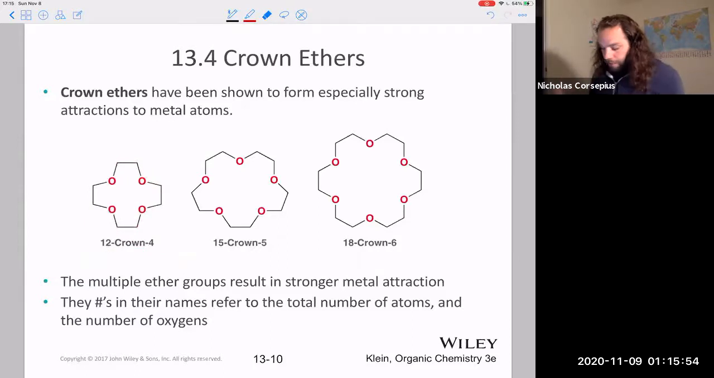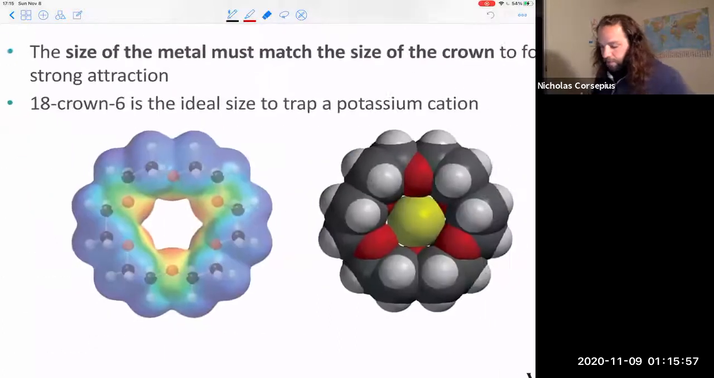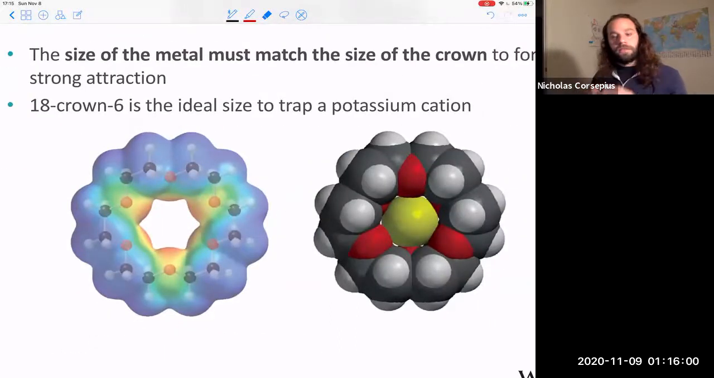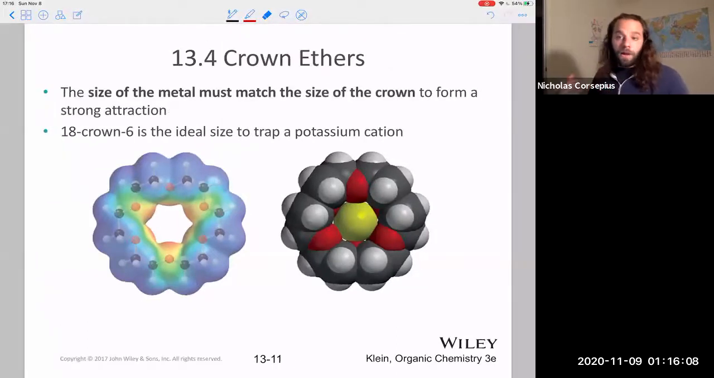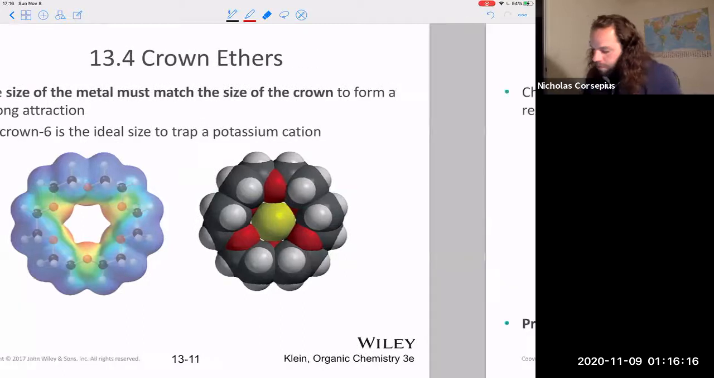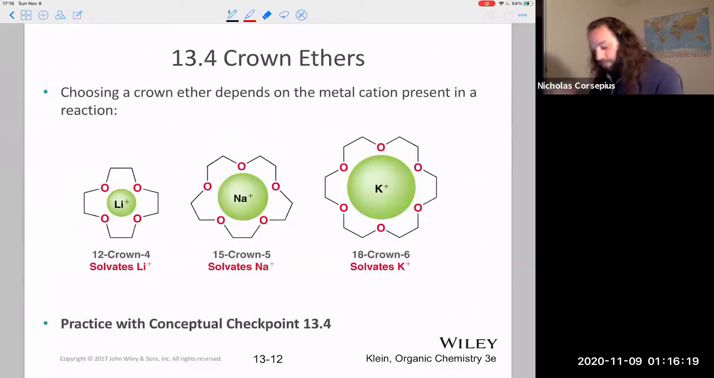The cool thing about them, if you want to look at the electron density, is they create this sort of circle where the inside of the circle is where all that partial negative charge on the oxygen atoms is. So these can be used to trap ions. Okay, so you build them in such a way that they're a perfect size to trap a particular ion. So for example, the 12 crown 4 crown ether is perfect to fit a lithium ion in there. 15 crown 5 is perfect to fit the sodium ion, and then you get a little bit bigger for the 18 crown 6, and that will perfectly solvate or trap that potassium ion.